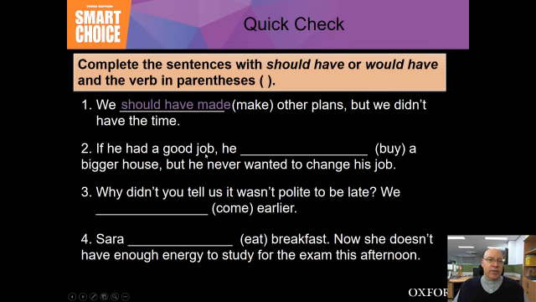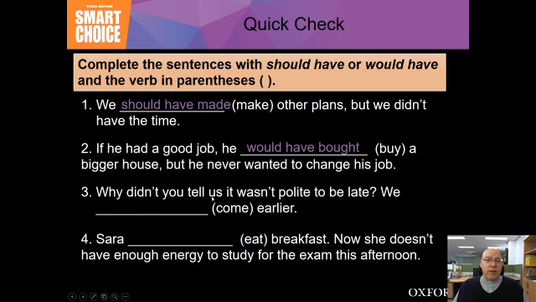What about number 2? If he had a good job, here's probably a hint that might help you see, oh, hey, this is something that I saw with a conditional. If he had a good job, he blank buy a bigger house, but he never wanted to change his job. So here would probably be a second conditional or a conditional. We would use would in this situation here. If he had a good job, he would have bought a bigger house, but he never wanted to change his job. Okay, so here's an alternative. It's also an imaginary situation similar to the second conditional.